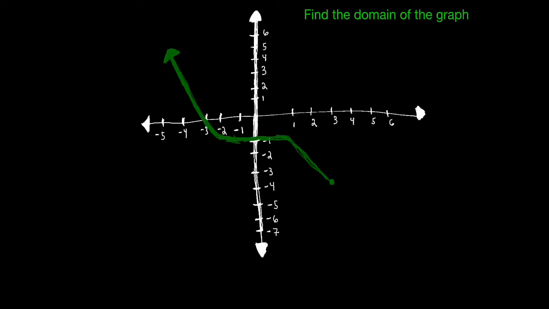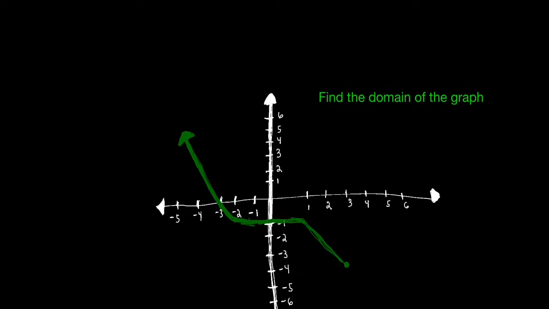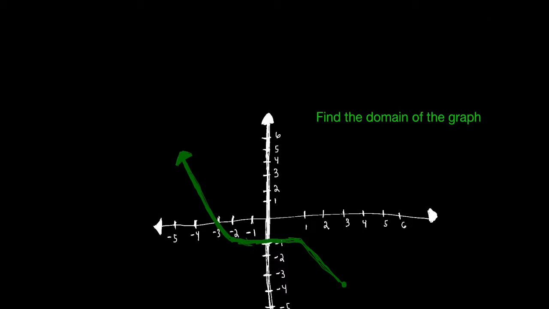Alright, let's take a look at this one now. So here we notice that this time we have an arrow on the left hand side of this graph. So our extension of the graph is going to be in this direction right here.